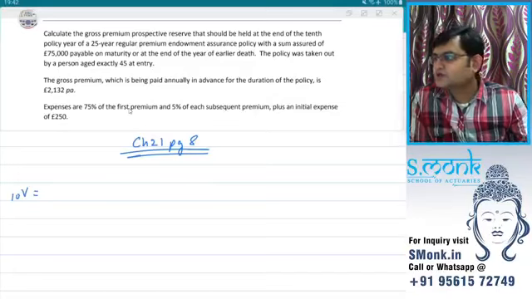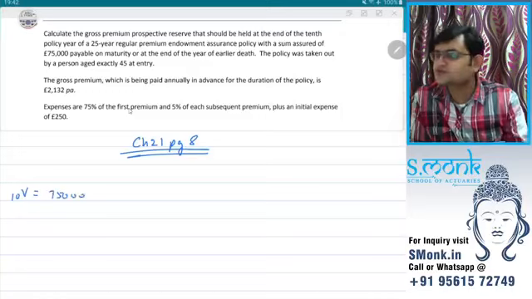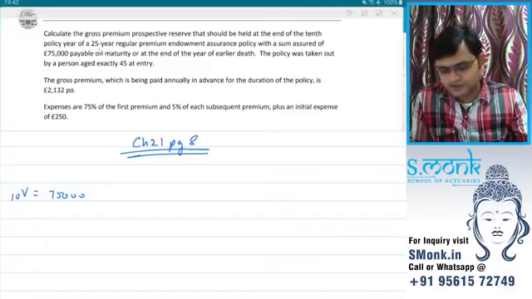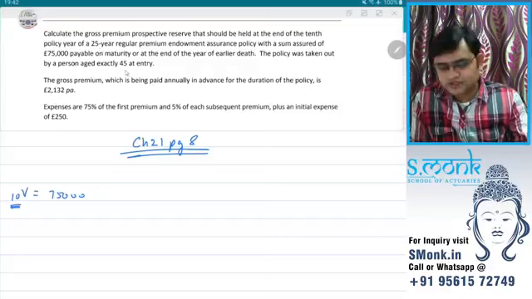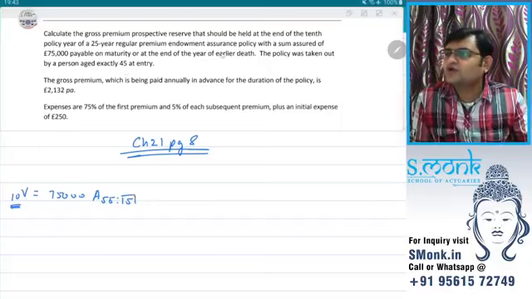So from here, we'll have 75,000 that is supposed to be paid. At entry, the age was 45 and we were going for 25 years. But we are calculating at time 10. So right now the person is aged 55 and would be going for the remaining 15 years. And we are talking about endowment assurance, therefore I am taking the endowment value here.